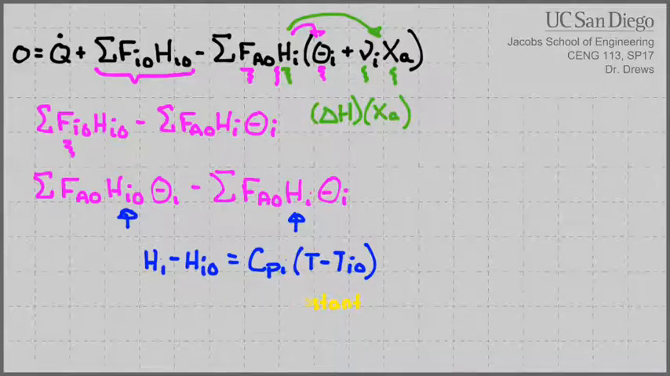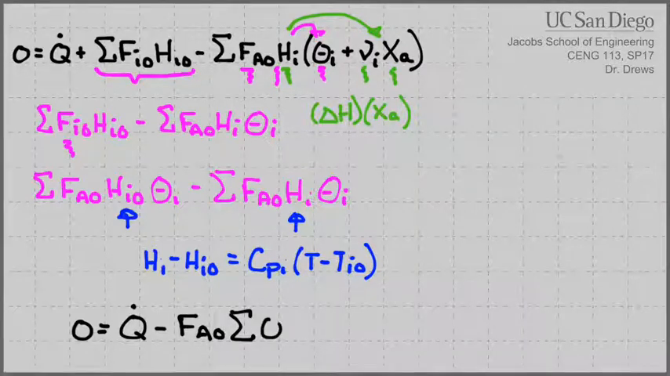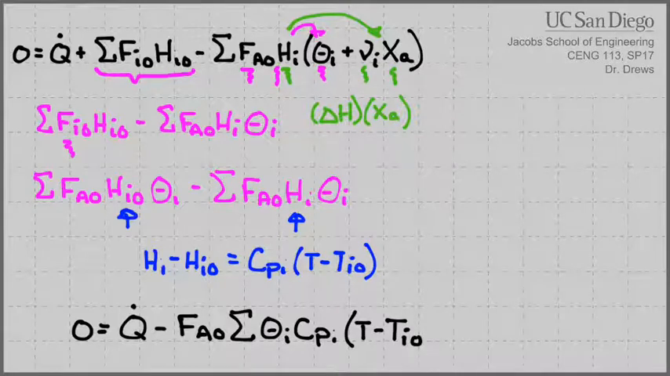So if you take those terms and substitute that into the energy balance, this is the step where I'm going to leave it to you to substitute those terms in and show that you get the following answer. You end up with 0 is equal to Q dot minus Fa naught times the sum of your theta i's times your Cp i's times the difference in temperatures. Keep in mind that that Ti naught, we're going to use another T in a moment. That Ti naught is inlet temperature plus V times Ra delta H.